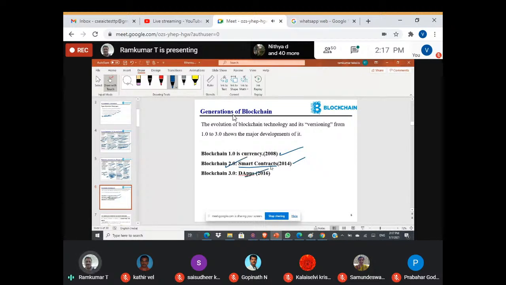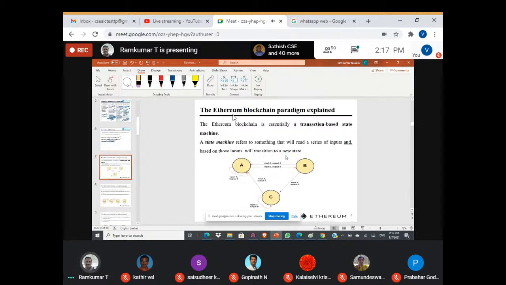In the third generation, we can write a complete dApp. I can develop a decentralized application using the front end as well as the back end, all together, on a blockchain. So it's possible. That's what we call it: there are various types of blockchains, or we can segregate them into various generations that way, right?